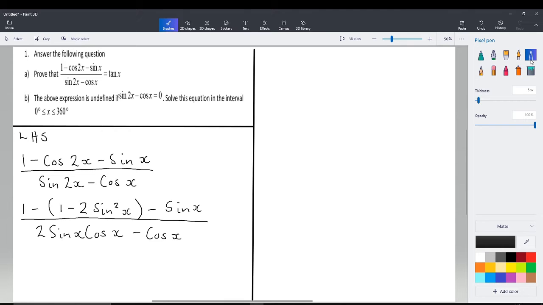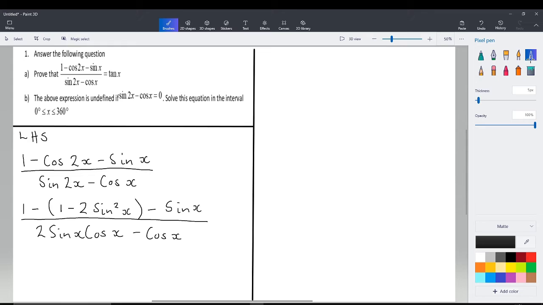The reason I picked 1 minus 2 sine squared x as the identity to go with that cos double angle identity is because we are trying to aim for a sine over cos situation, because the right-hand side is actually tan. So whatever you decide to pick, it should work towards your goal of trying to prove that it's equal to tan x. We simplify this.